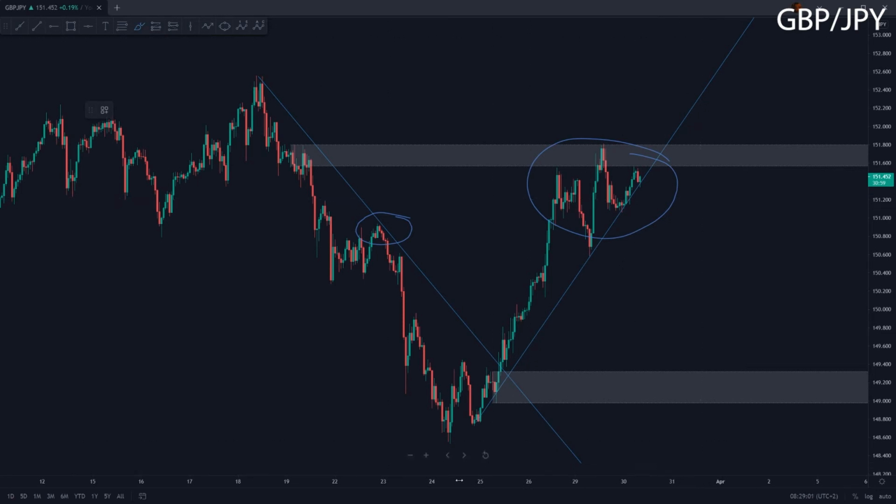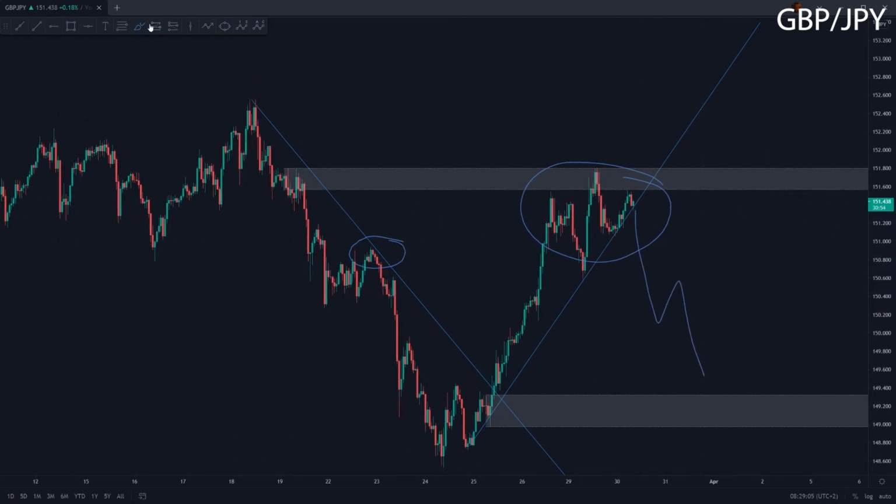If we see a break of this trend line, I'm definitely going to be looking for shorts. If we see a break above my potential reversal area over here, which lies at 151,700, and we break towards the upside, I'm definitely going to be looking for longs.